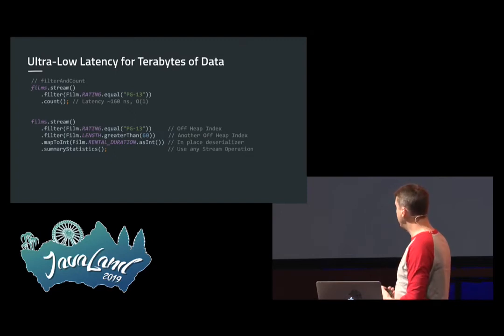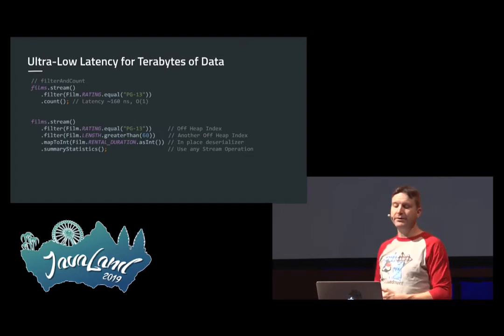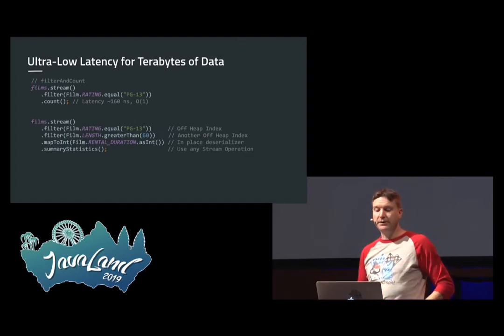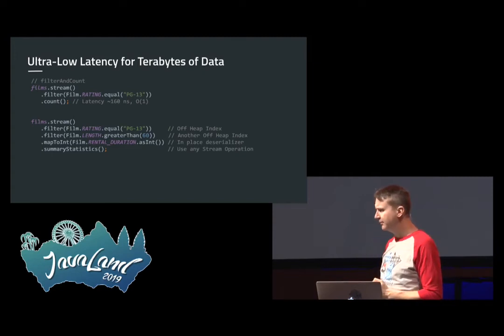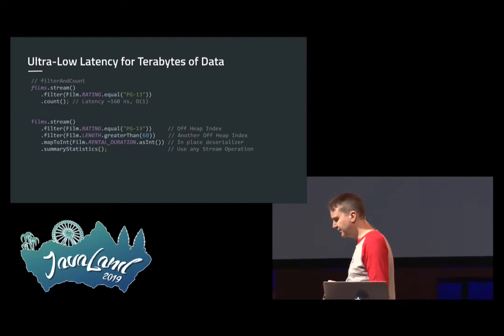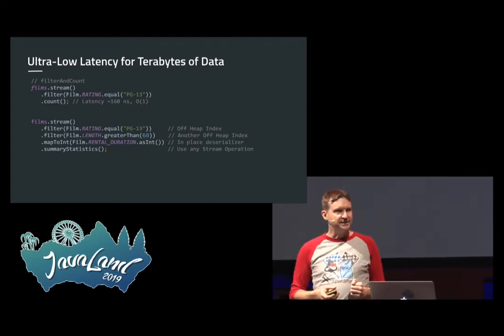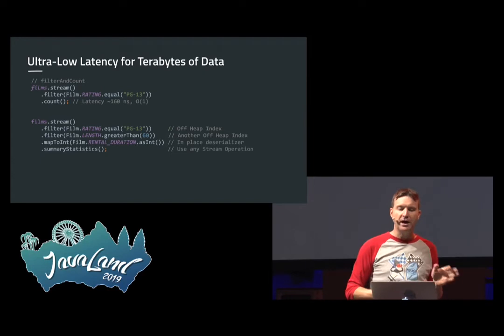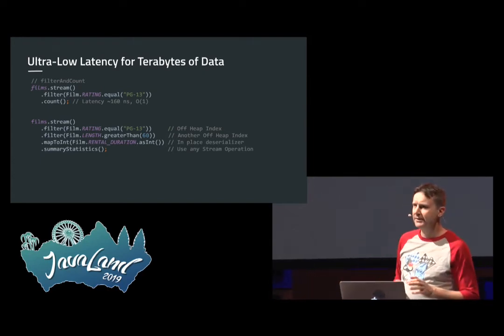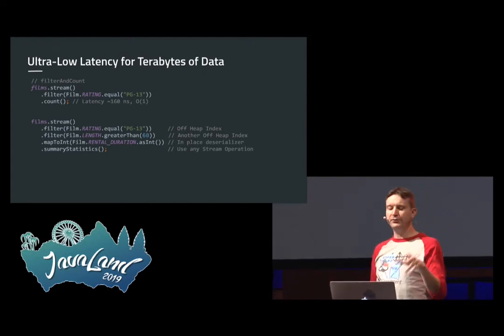So if we, for example, run this upstream here, film rating equals PG-13, and count, it will complete in 160 nanoseconds. And how fast is that? Just accessing 64-bit main memory is 100 nanoseconds. So this is really, really quick. Construct the stream, consume it, and return the result. It's faster than 2 memory accesses.